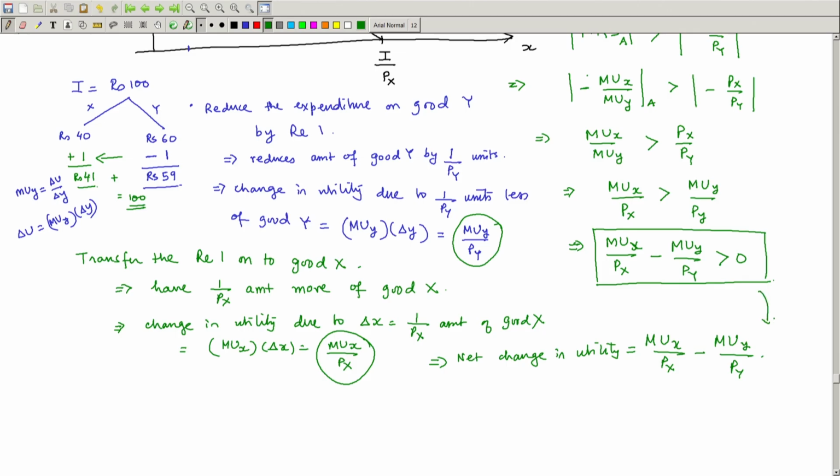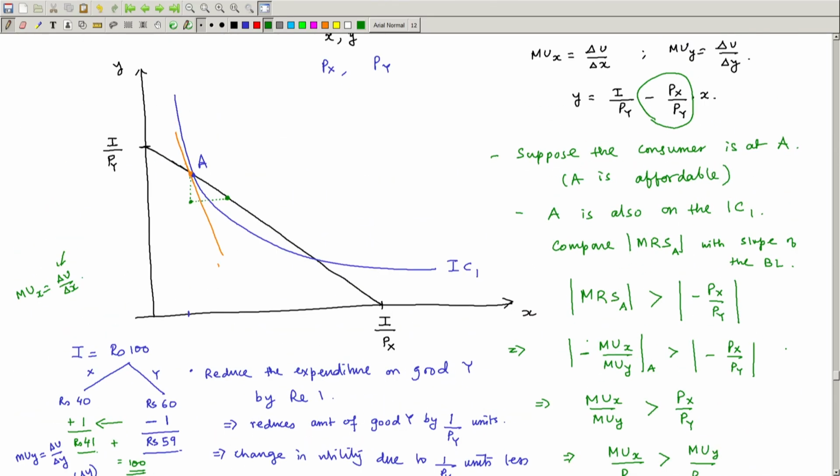And I know that at the point A, notice these are very small changes that I am doing. So for these very small changes, I know that MUx upon Px minus MUy by Py is greater than 0. So I know that this is greater than 0. So what we have shown is, if the consumer was initially at the point A, I could do this experiment of decreasing expenditure on Y by 1 rupee, transferring that on to good X, and take the consumer to a new point A prime, and at this point A prime, the consumer is going to be at a higher level of utility.